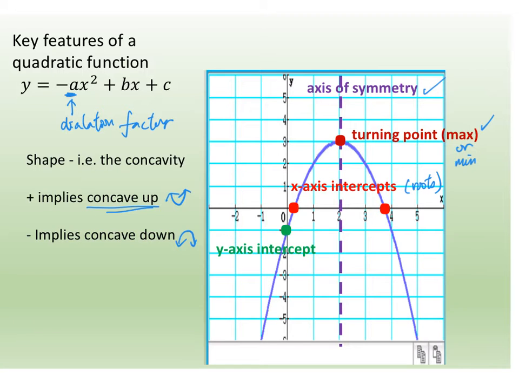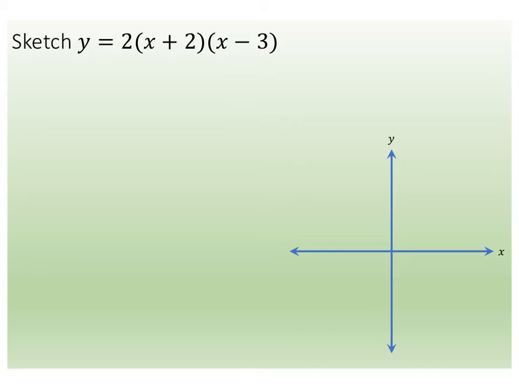Right, let's start now by sketching some parabolas. So let's have a look at y equals 2 into (x plus 2)(x minus 3). First, we know the roots. Let's work out the roots. So that is the x-intercept.